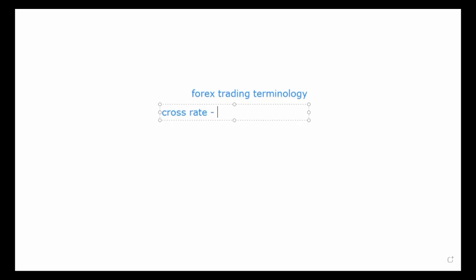So the cross rate, we'll be talking about the currency exchange rate between two currencies. Are we together? So take note of these things.